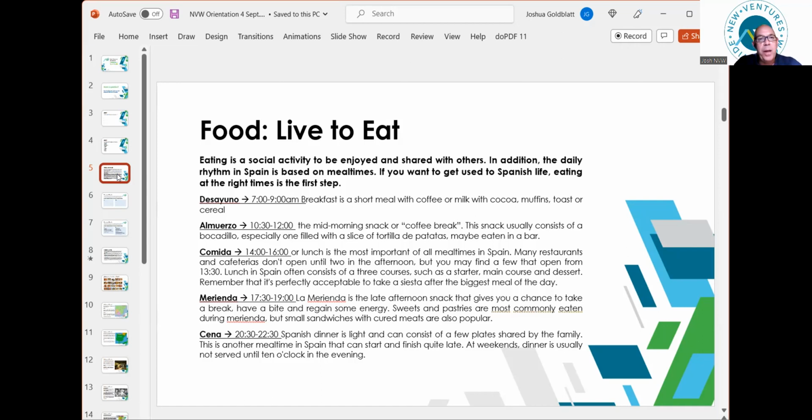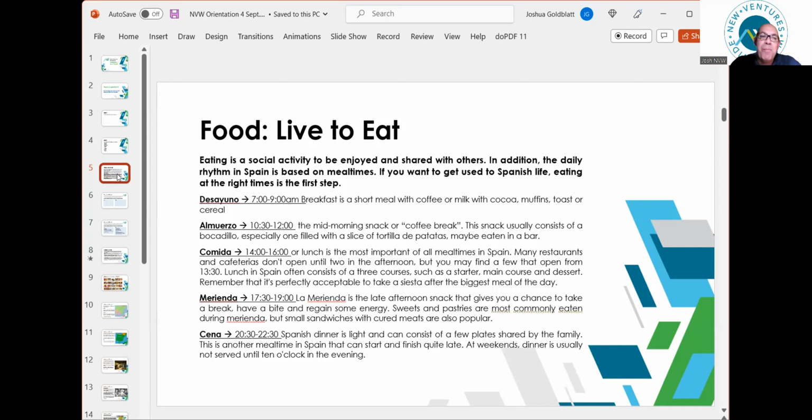The question will be, yes, but where are you going to eat? What are you going to eat? And then it'll be, what are you going to do or who with? Right? But first of all, it's, what are you going to eat? As though they don't quite believe you. So if you want to get used to Spanish life, eating at the right times is the first step.